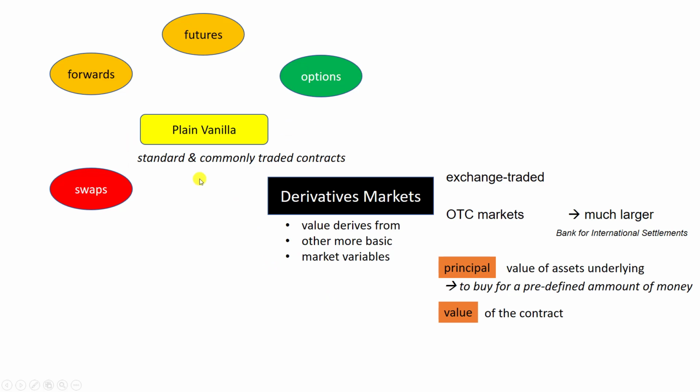Okay, but first, before we look at any fancy OTC assets, let's see first of all the plain vanilla derivatives. They are the standard and commonly traded contracts which can be priced easily, or at least with relative ease, and they are always considered to be swaps, forwards, futures, options.